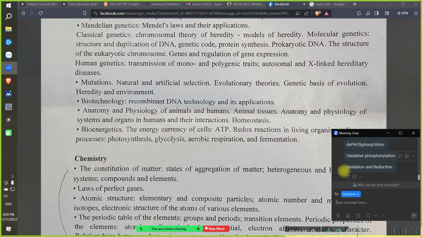So I think I'm going to talk about photosynthesis. All right, photosynthesis. Two main processes. The first is the light dependent reaction, and the second one is the light independent reaction.